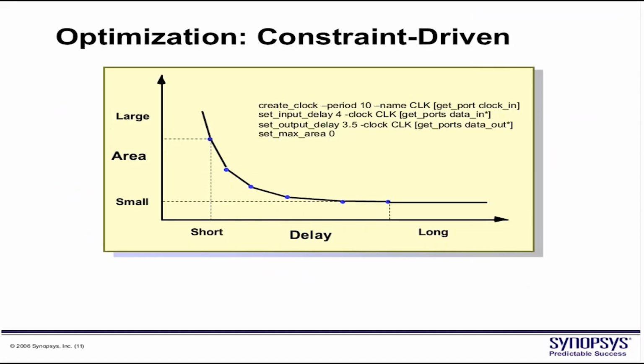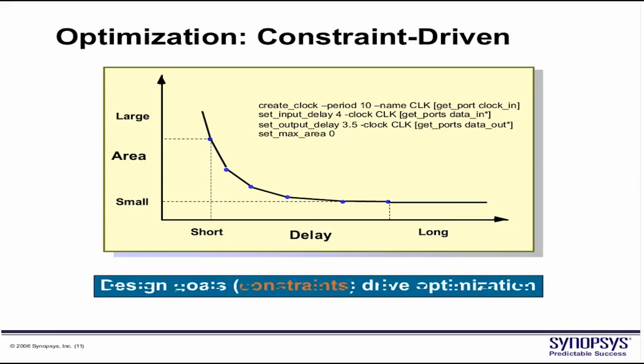The process of optimization is constraint driven. So there are few statements written here: create clock, set input delay, set output delay, set max area. Don't fret too much about it. Just the first 3 lines represent the timing goal. The last line, max area 0, represents the area goal. It just tells the tool to work hardest. Saying set max area 0 will actually not result into a 0 area. It's just a method of telling the tool to do your best job.